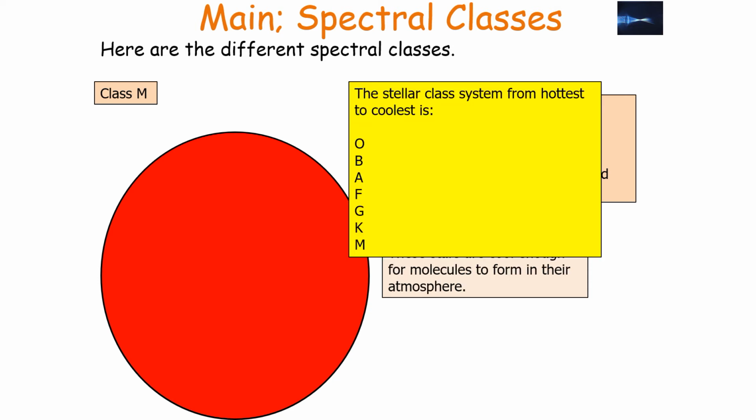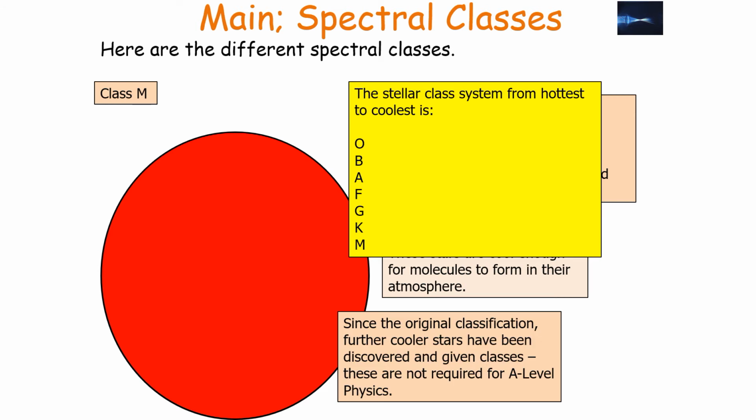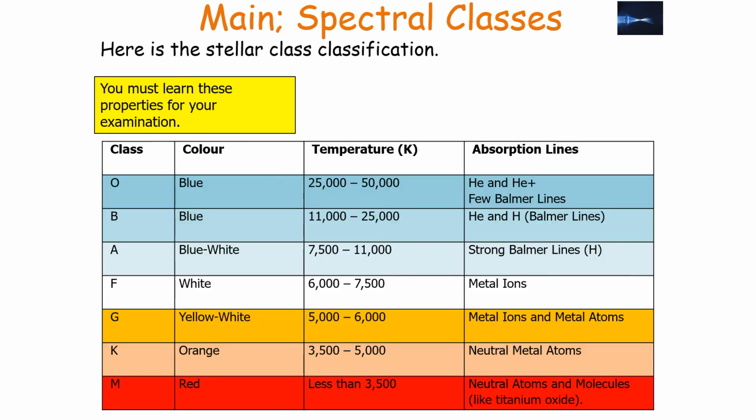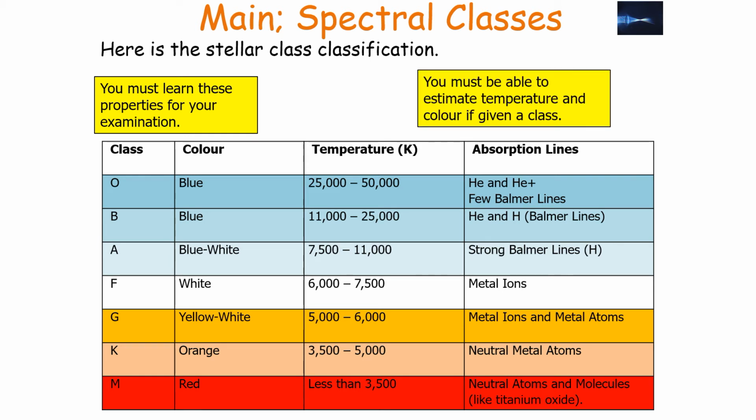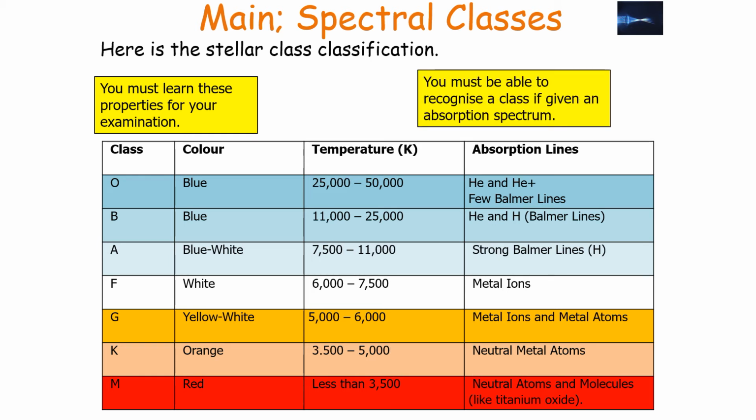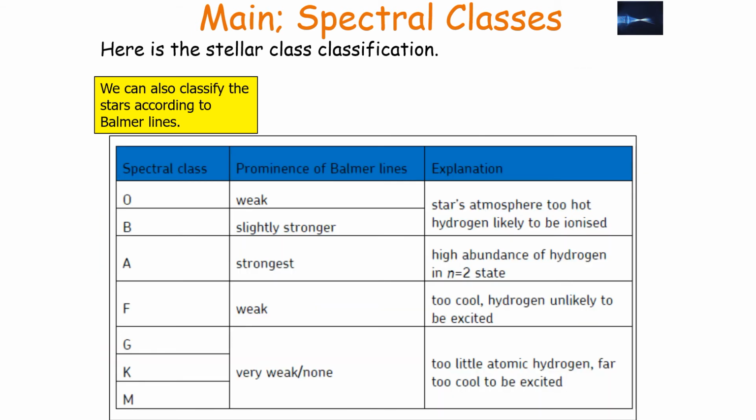Now, you should know that the stellar classes from hottest to coolest is O, B, A, F, G, K, M, and you can use different mnemonics to remember this particular order. Now, since the original classification, further cooler stars have been discovered and given classes, but these are not required. So for your stellar classification system, you've got to learn the different properties for your examination. Now, you've got to be able to estimate temperature and colour if given a class, and you've got to be able to recognise class if given an absorption spectrum. Now, the colour change links to the temperature due to the Wien displacement law, and we can also classify the stars due to Balmer lines.